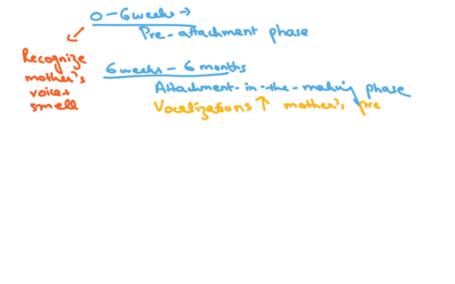The child smiles and laughs a lot more with the mother's presence, or whoever the primary caregiver is, right? But still the child does not get extremely upset if the mother or the primary caregiver is not there, right? After this, we see 6 months onwards.